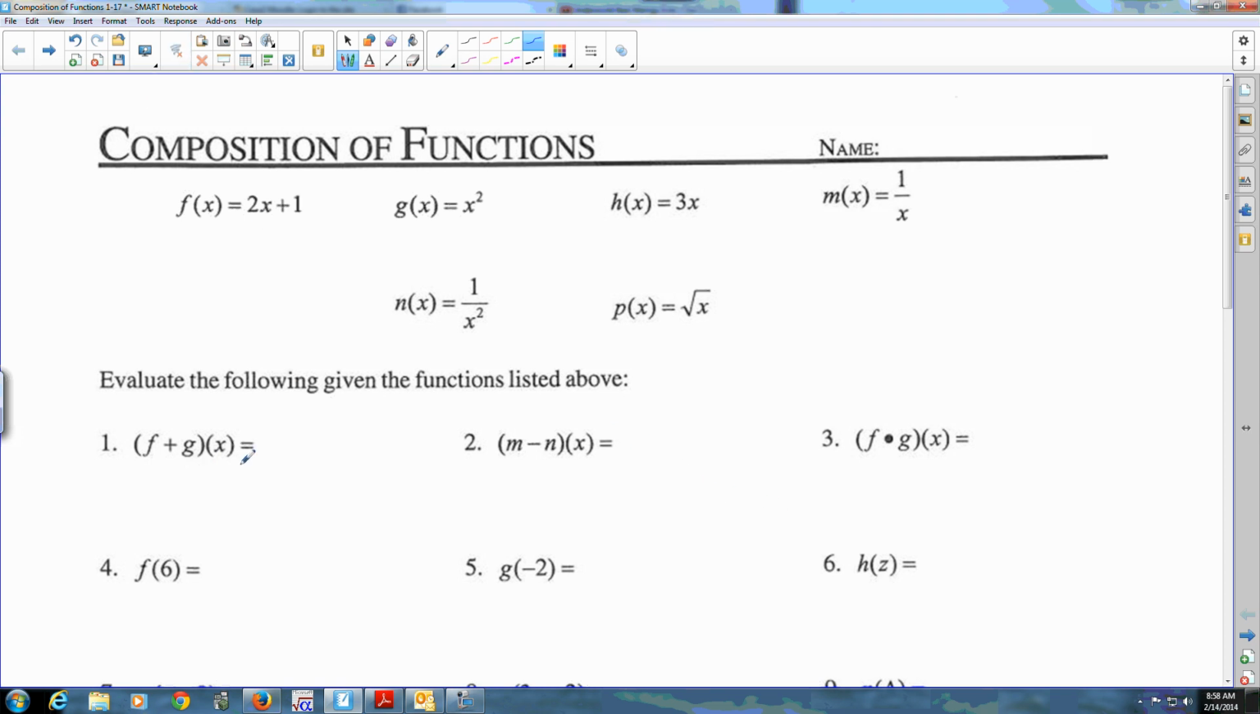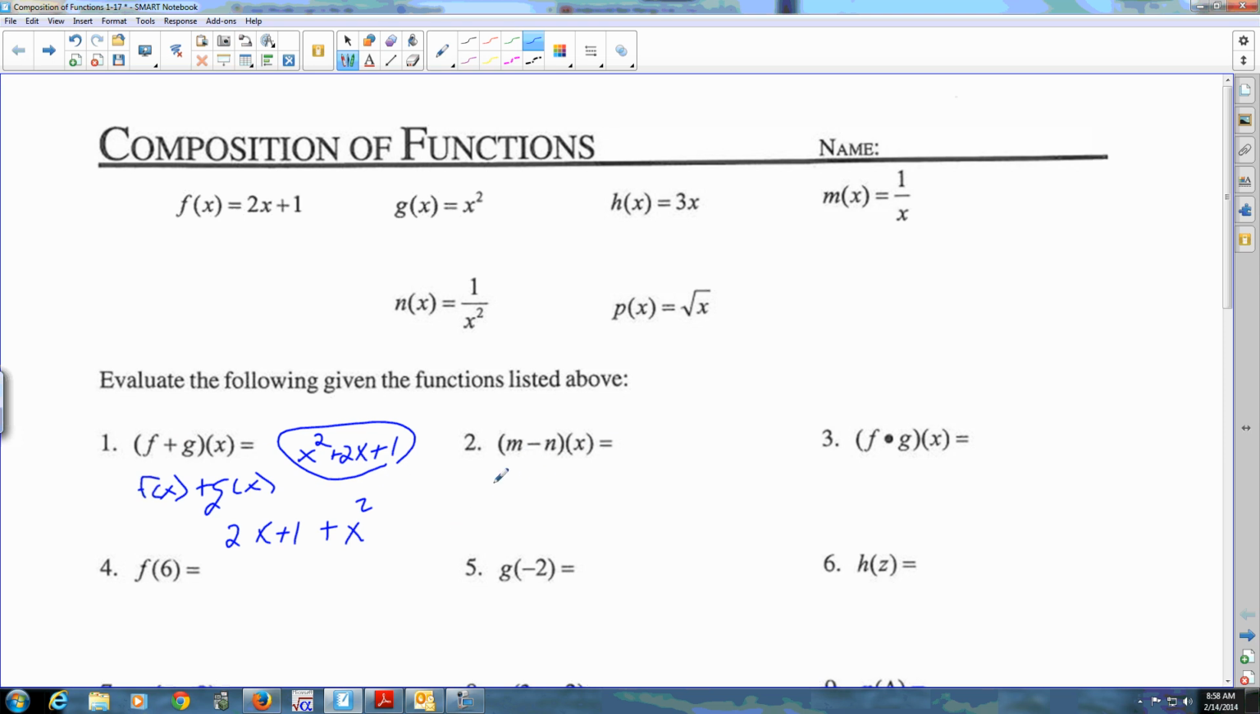What is it saying? So the first piece, I often like to think of this as it's just saying f of x plus g of x. Well, what's f of x? F of x is 2x plus 1 plus g of x, which is x squared. So all you have to do now is just rearrange it, and you got x squared plus 2x plus 1, and that would be your final answer. That's f of x plus g of x.